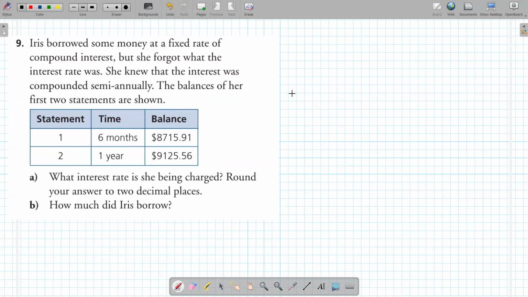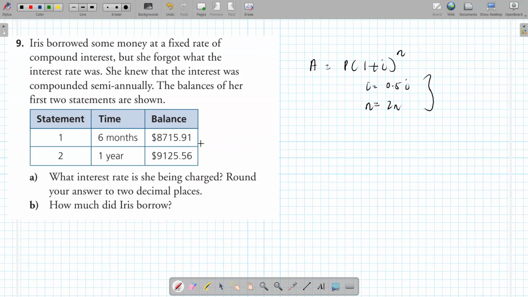So Iris borrowed some money. We don't know how much, but we do know it's being done semi-annually. The question is, what's the interest rate? And how much did she borrow? All right. So A is equal to P(1 + i) to the power of N. Here i is 0.5i, and here your N is 2N because it's been done semi-annually.